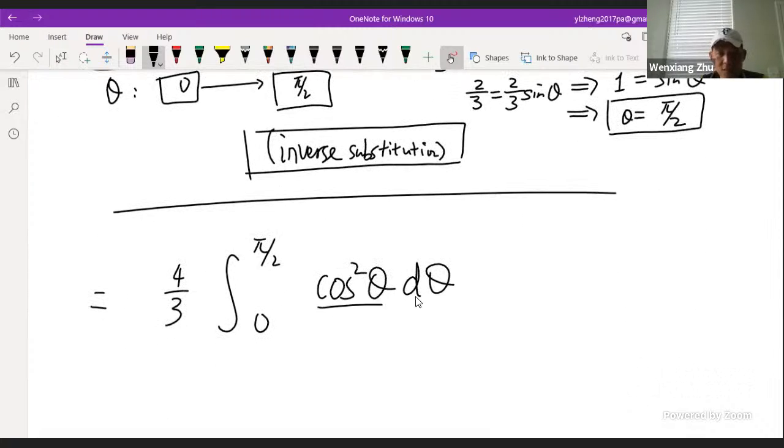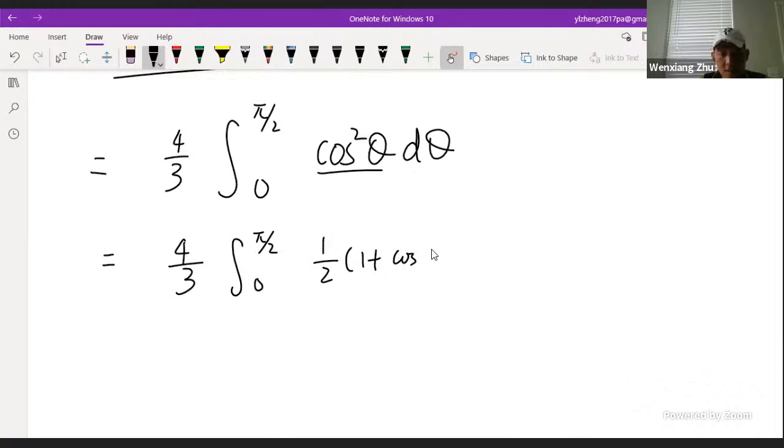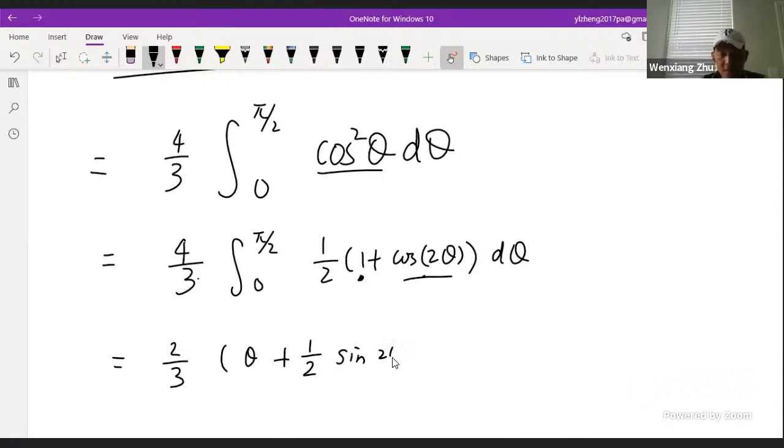We also did cosine squared theta Tuesday or Monday, I forgot. You use the double angle formula to reduce the power. And so you're going to write this as a half of 1 plus cosine 2 theta, d theta. Again, 4/3 times a half, that's 2/3. The antiderivative, we should be able to integrate out this thing right now. The antiderivative of 1 gives me theta. The antiderivative of cosine 2 theta, another substitution. But if you have done that a lot of times, you know there will be an extra 1/2 coming out, sine of 2 theta. So that will be the antiderivative.